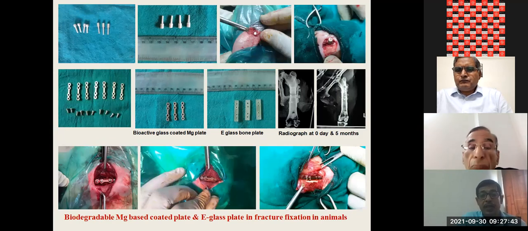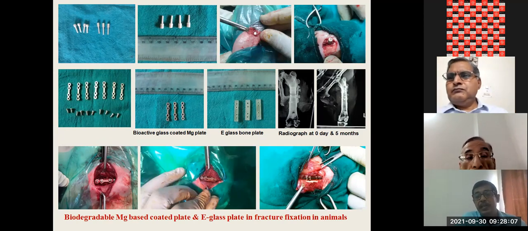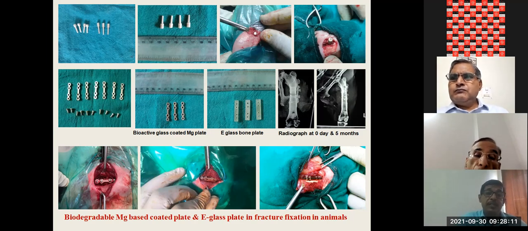Among bone fracture devices is the bone plate, and mostly stainless steel and titanium plates are used. But the problem with these bone plates is that they need a second surgery, because after the healing is completed we have to remove the implant. So it needs extra cost and adds patient morbidity, and some patients do not go for the revision surgery.